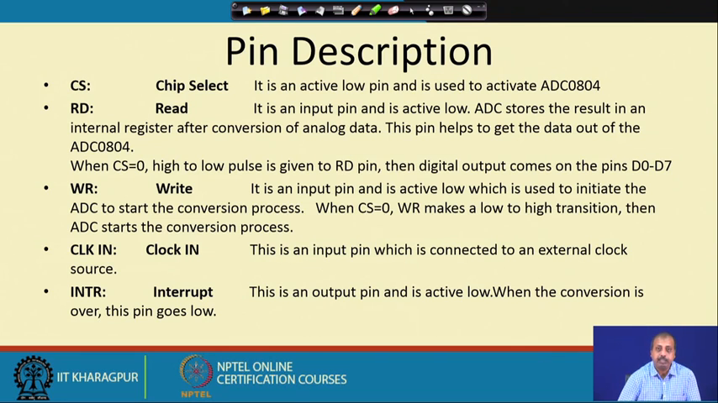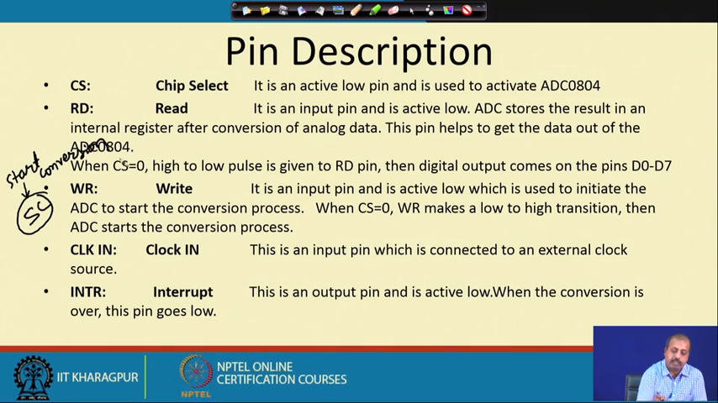Then there is another pin which is write, WR. This is also an input pin and active low, and this initiates the conversion process. In some of the ADCs, there is another pin which is known as start conversion, or SC. In this particular ADC, we do not have any separate start conversion line. We have this write line.